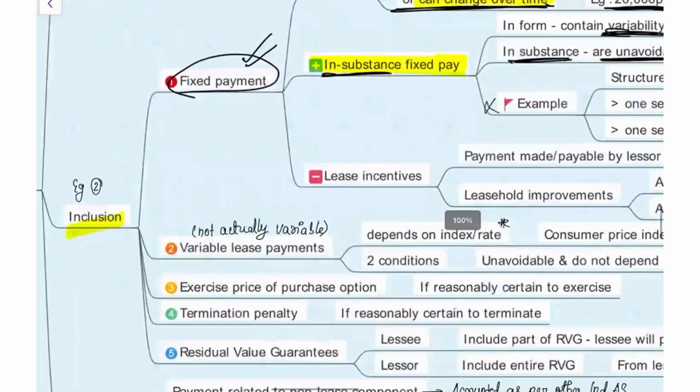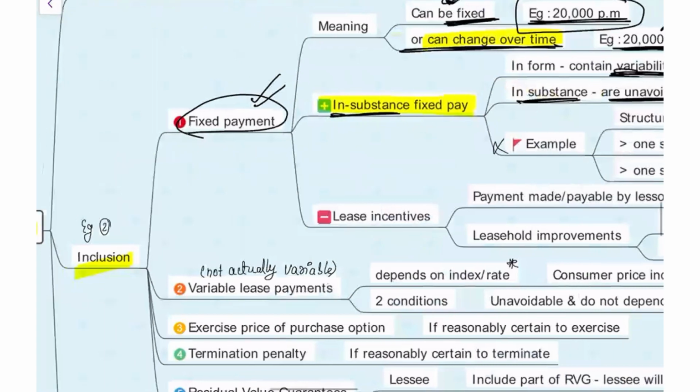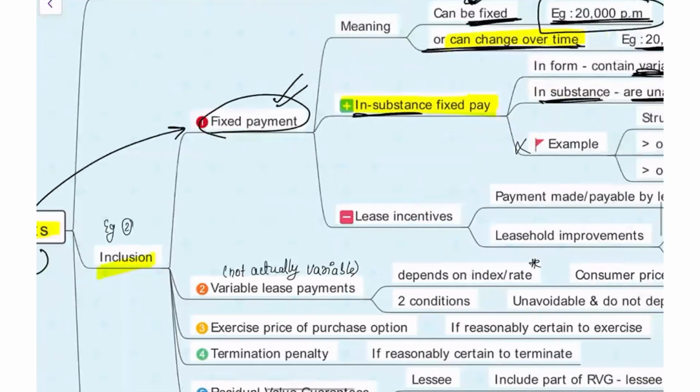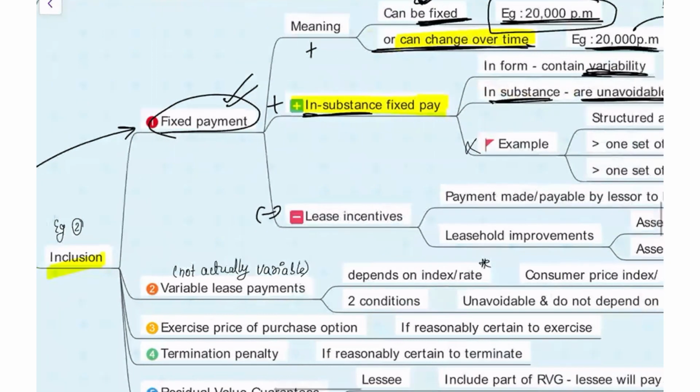Whenever you're calculating fixed payments, fixed payment is an inclusion in your lease payments. So first add your fixed amount, including any in-substance fixed payment, and minus your lease payments, sorry, reduce your lease incentives from it. So what are lease incentives?